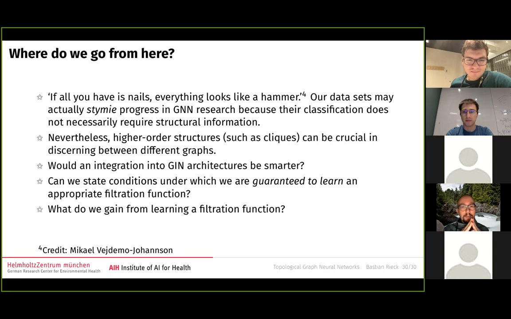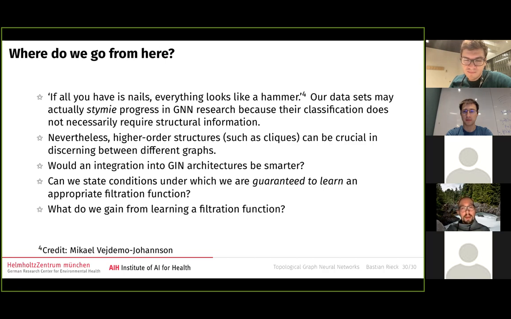Nevertheless, I'm hopeful, and recent work by Michael Bronstein, for instance, shows this as well. I'm hopeful that higher order structures, for instance cliques, can be crucial in discerning between different graphs. Here's a very interesting paper or preprint, I'm not sure whether it's published now, where they essentially imbue a GNN with additional information about cliques and other sorts of graph structures. And this is also seen to increase predictive power.